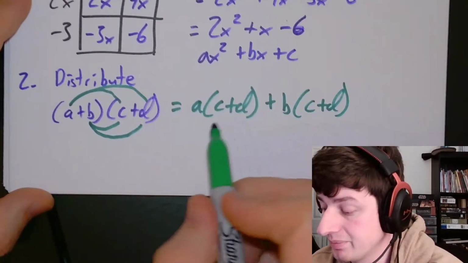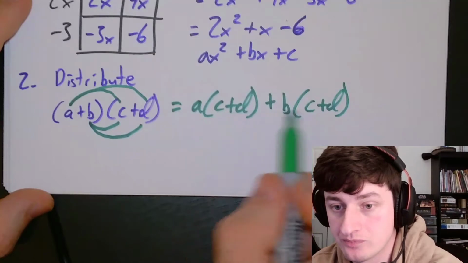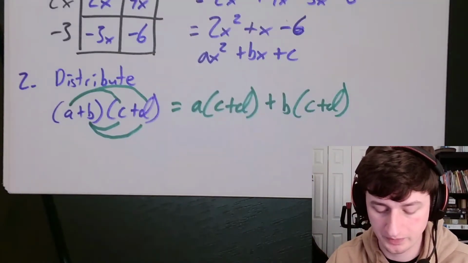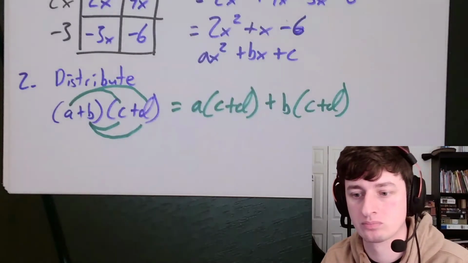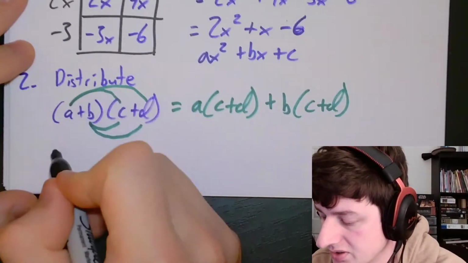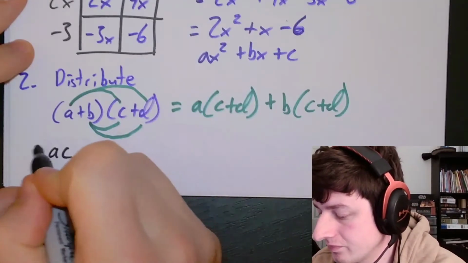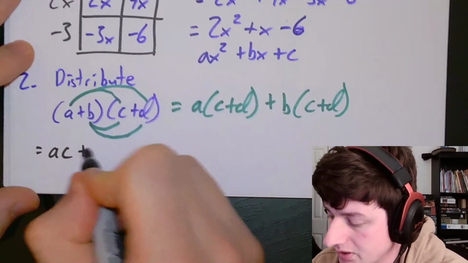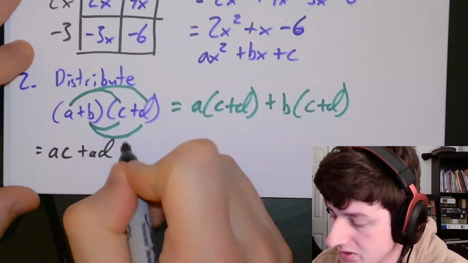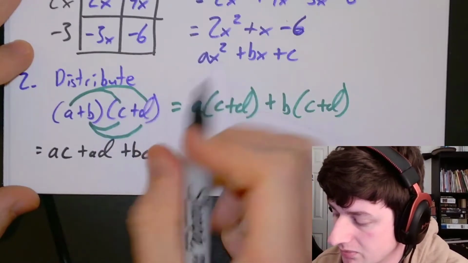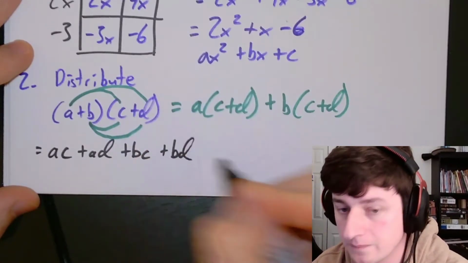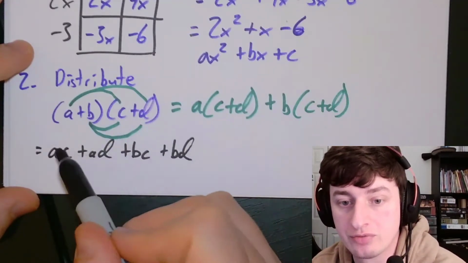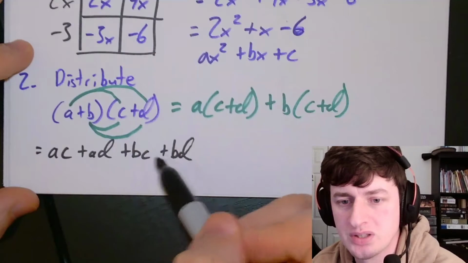Now I would skip this step. I would skip this step and go straight to, well, if it's A times C, that's AC. And if it's A times D, then that's AD. And if it's B times C, that's BC. And if it's B times D, then it's BD. So I'm just using the arcs and the lines to keep track of multiplying everything out. And this should be the same as what we got up there.